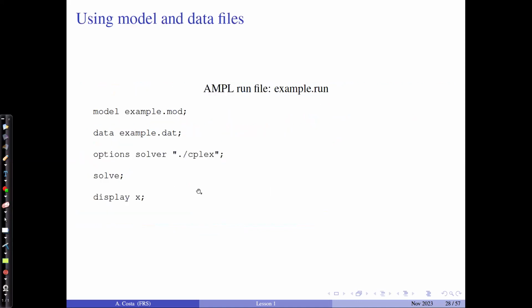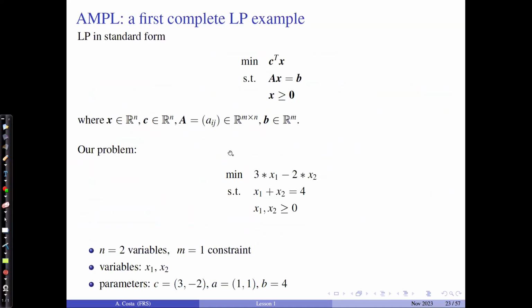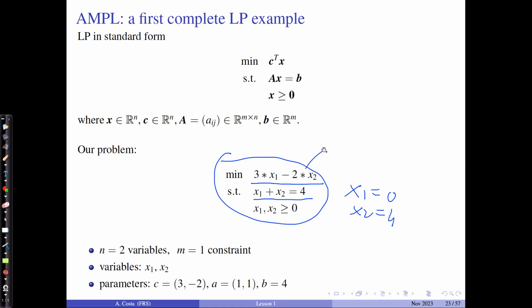What does it mean? If we take this problem, the values that minimize this expression and that respect this constraint are X1 equal to 0, X2 equal to 4, and the objective function value is -8. And you can be sure that you cannot find better. If the solver tells you optimal solution, it means you cannot find -9 with another combination. That is the best. You may find another one that gives you the same value, but you cannot find a better value.